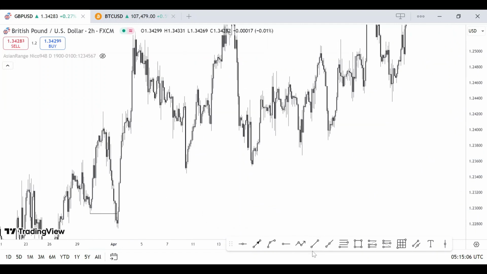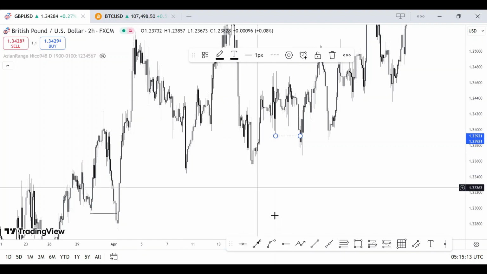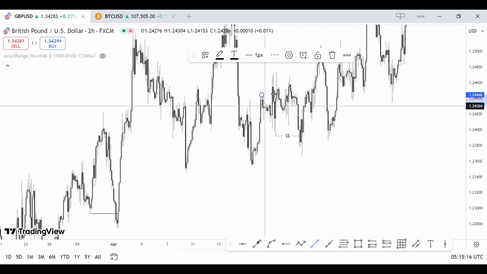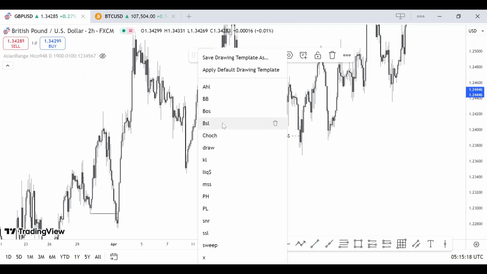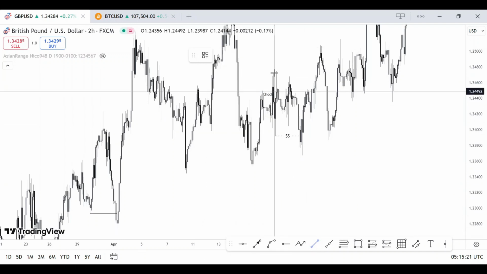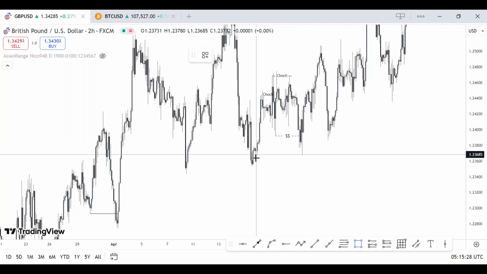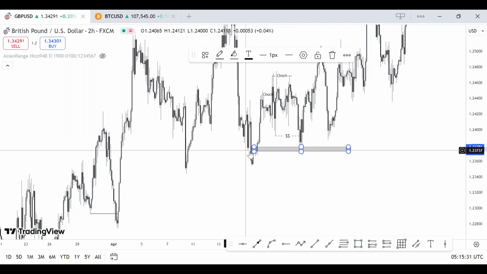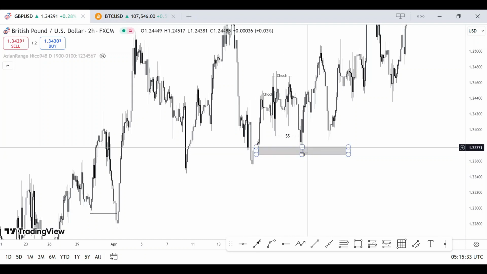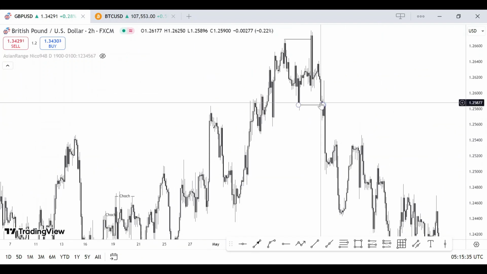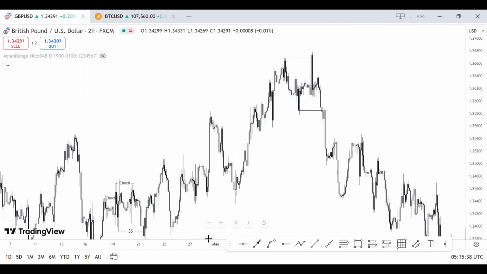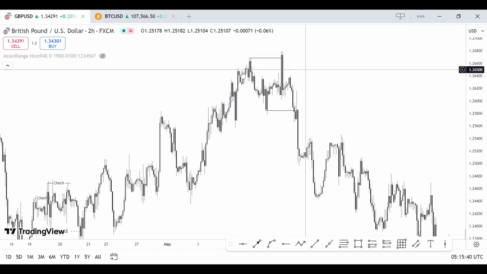Price came, gave you an inducement liquidity, a change of character, a break of structure, and an entry point. An entry point right here. So you can also see this example, just like the one we drew back there.